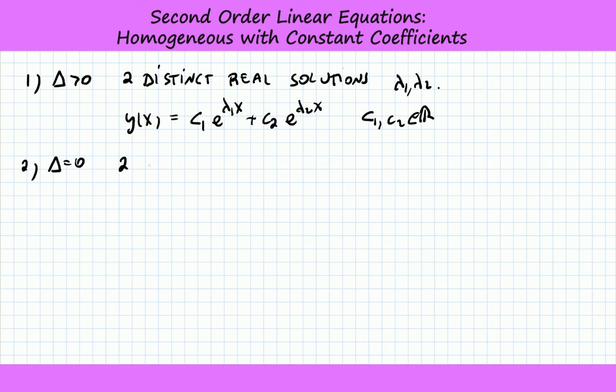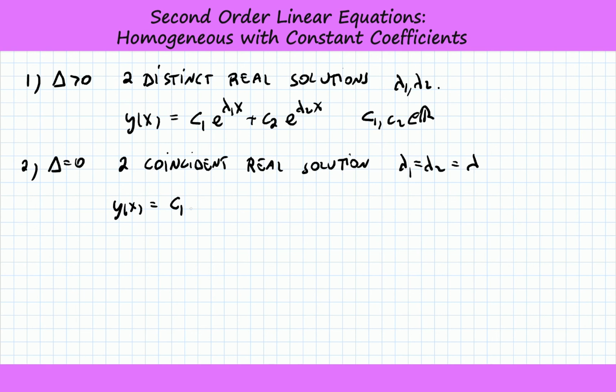So I would say two coincident real solutions. Or you can say a solution with multiplicity 2 appears twice. Okay, so it just means that lambda 1 equals lambda 2 in this case. So let's just call this lambda. And so we know that we will have a solution that's e to the lambda x, but since this is a second order equation, it must have two different types of solution in some sense.